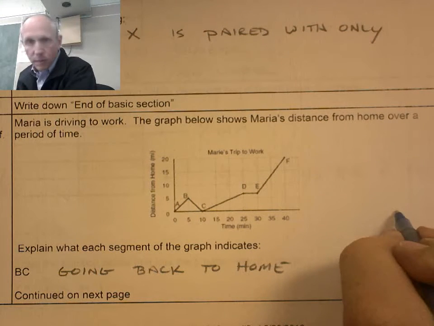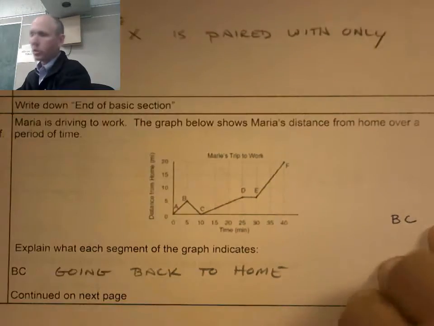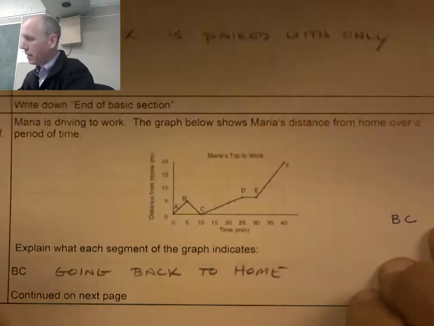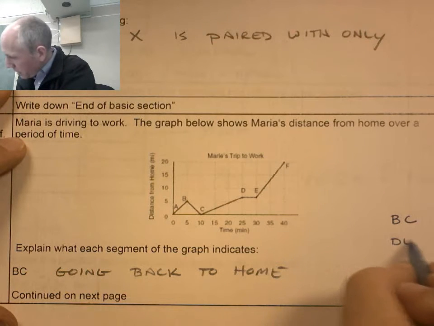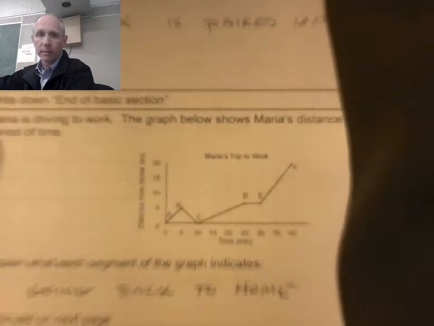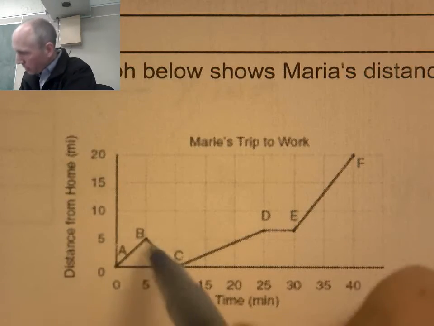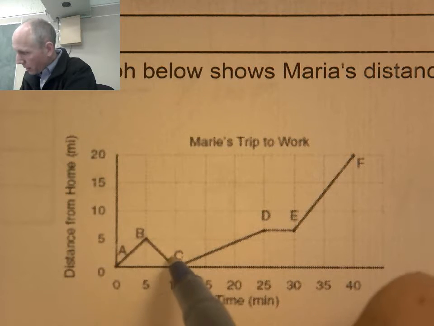So I'm going to write it here. I'm looking for BC, what's happening at BC. It also goes to my next page, DE and EF. So let's see what's going on with those. Let's zoom in a little bit. So the first one is BC. Well, let's look at BC. Right here, what's happening right there?